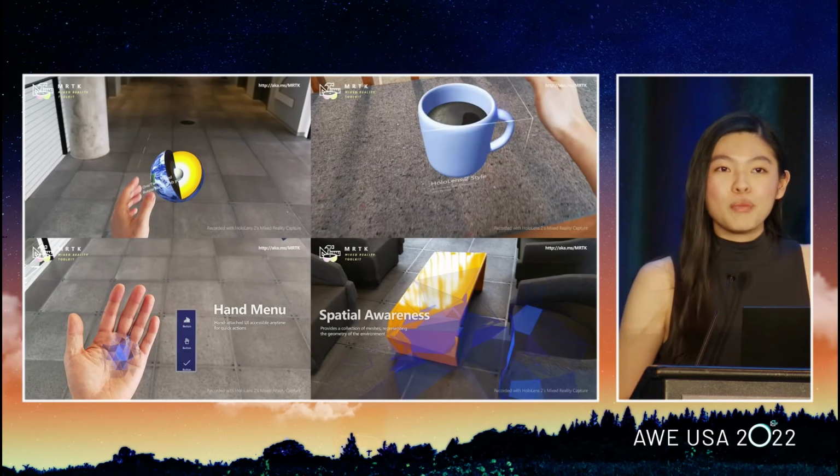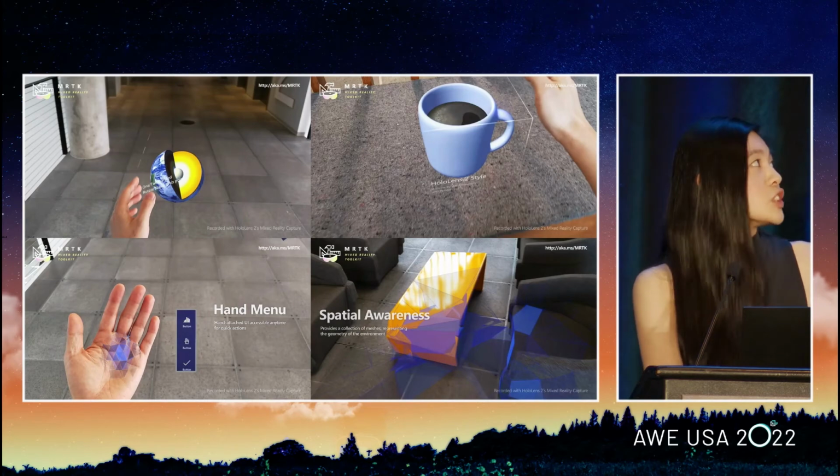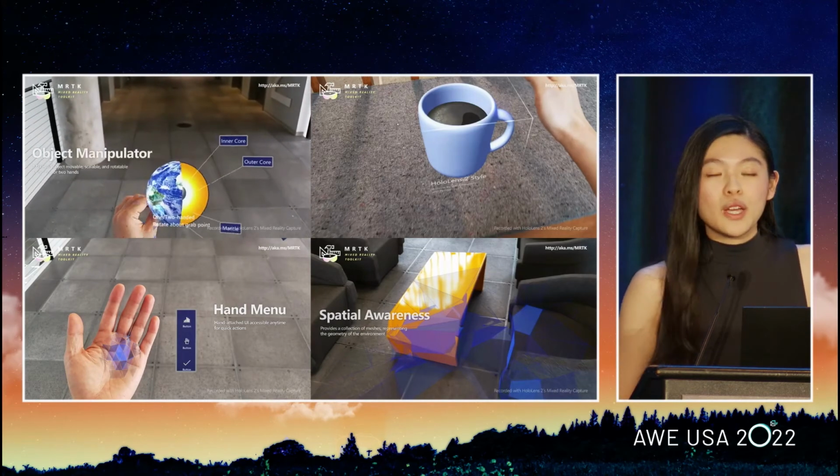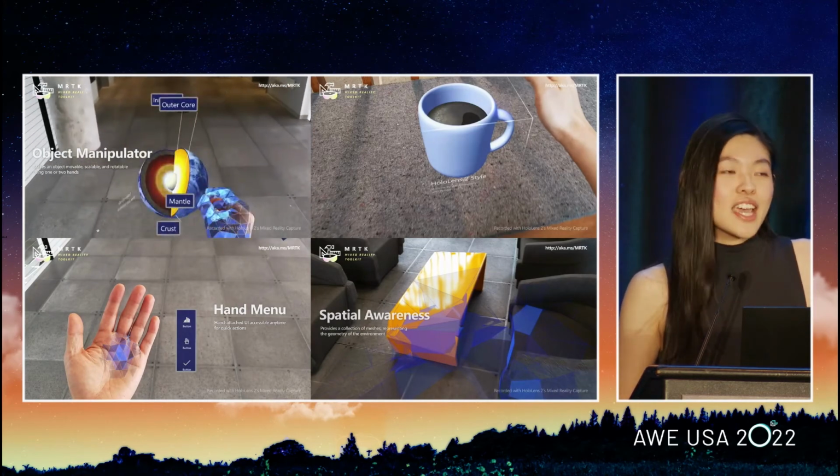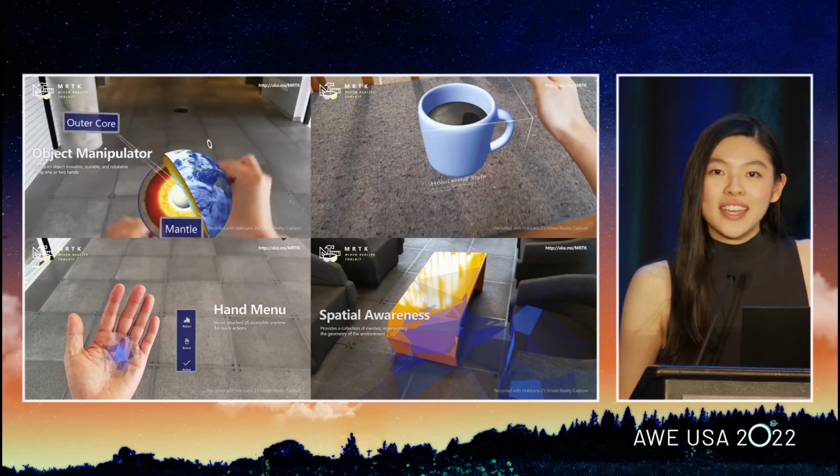First, on the top left is our object manipulation feature. This allows you to move, resize, and rotate an object quickly and easily.